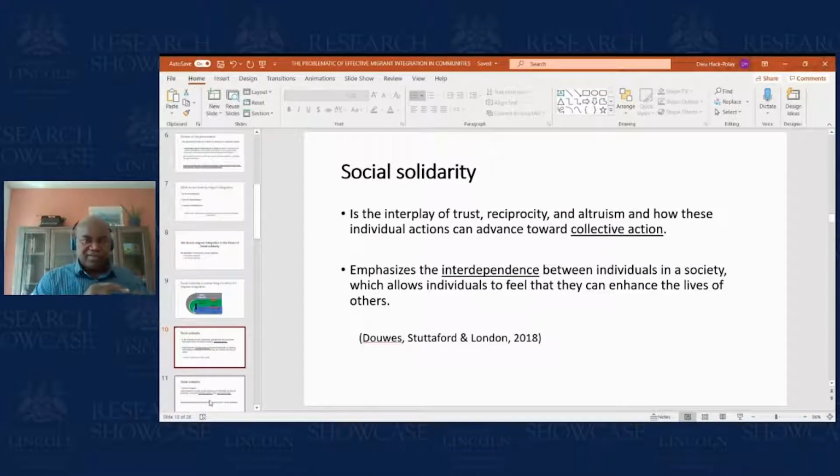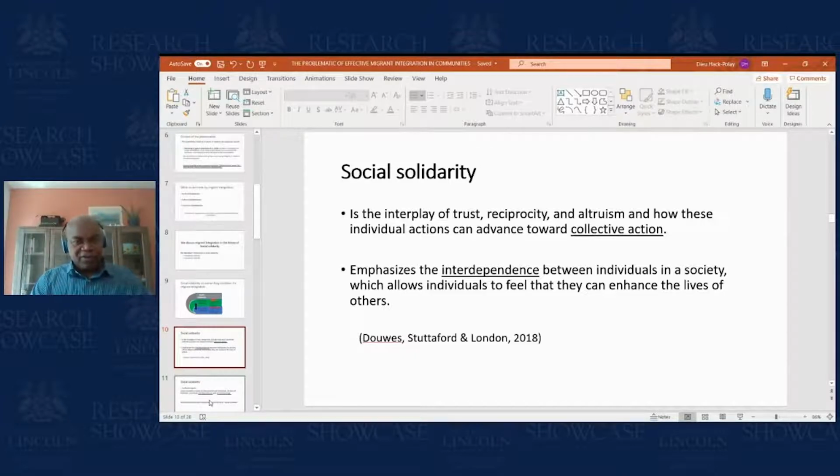So social solidarity is therefore the interplay, as I said, I promise I will define that. It's the interplay of trust, reciprocity, and altruism, and how these individual actions can advance towards collective action. So basically, we are looking at people acting together in order to come to a certain outcome. And the outcome is integration, where people embrace one another and they tend to live together in a social space.